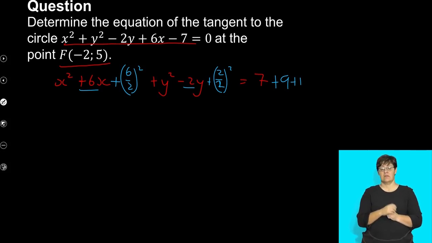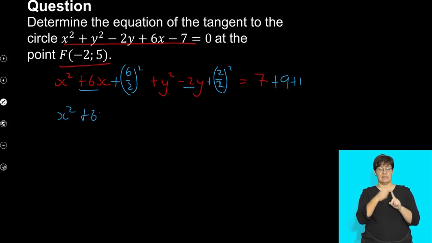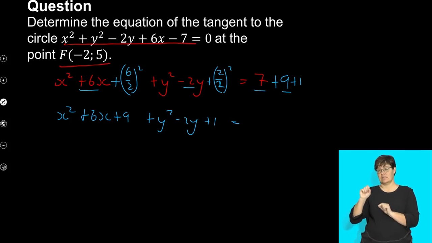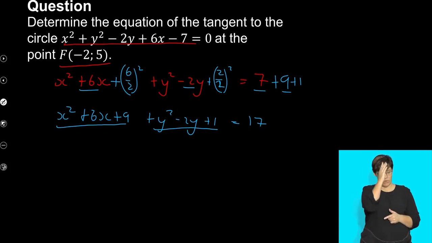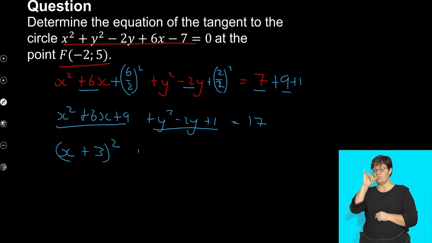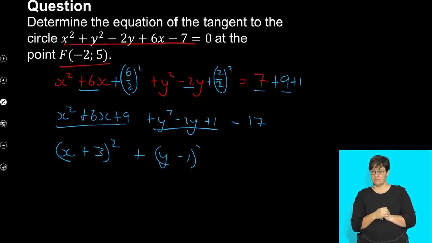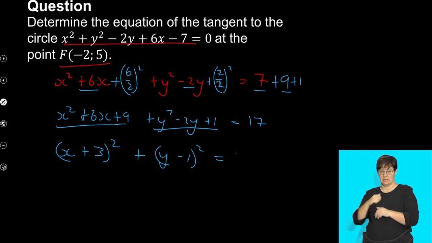And what I end up with is x squared plus 6x plus 9 plus y squared minus 2y plus 1 is equal to 7 plus 9 is 16 plus 1 is 17. All right. Now I'm going to factorize both of these, because once I've factorized it, I know what the center of the circle is. And so let's do that. I'm going to get (x plus 3) squared plus (y minus 1) squared is equal to 17.